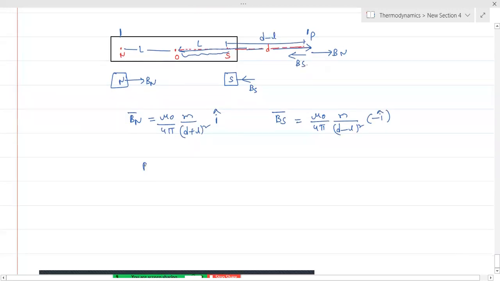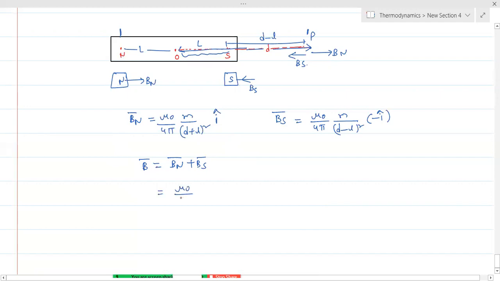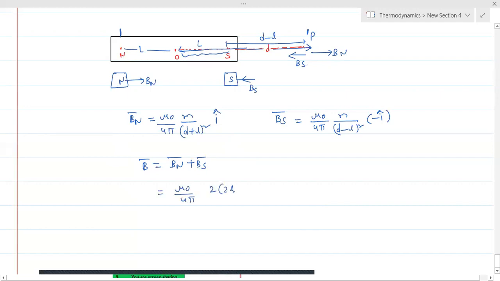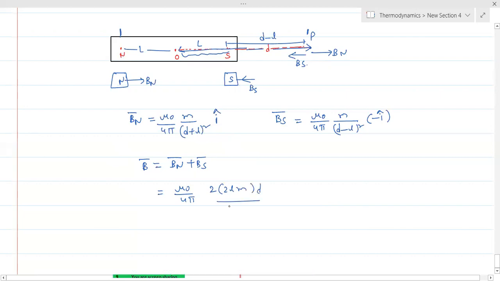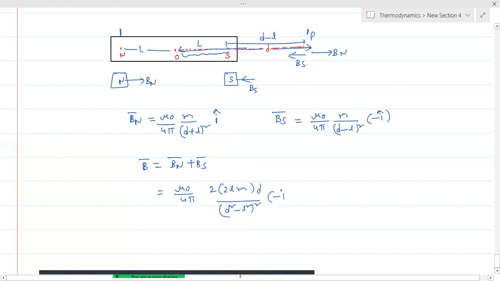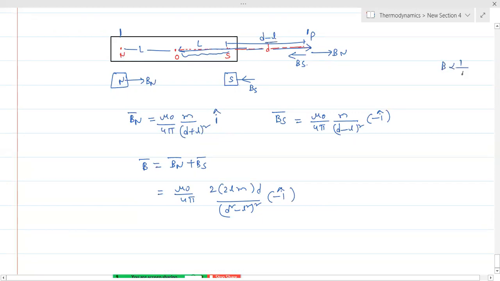Simply by taking B bar equal to BN bar plus BS bar and adding these two, we get mu naught by 4 pi into 2 into 2Lm into d by (d square minus L square) whole square, into minus i cap. Because the south pole distance is less, and we have seen B is proportional to 1 by distance square, we have more magnetic field for the south pole.